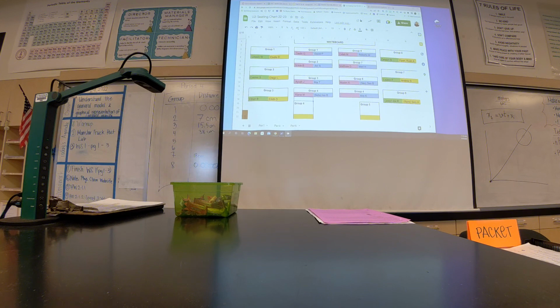Work on worksheet 1. We're working on page 1 through 3, and then I'm going to have you do a little bit more whiteboarding before the end of the period. Should we erase it? You can erase it.